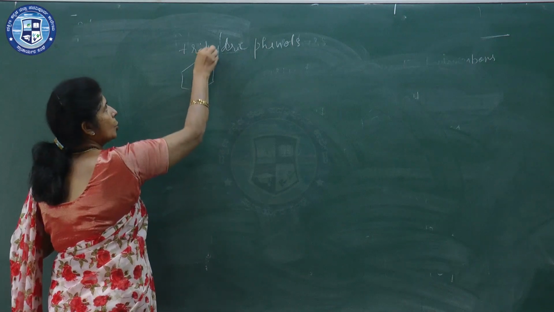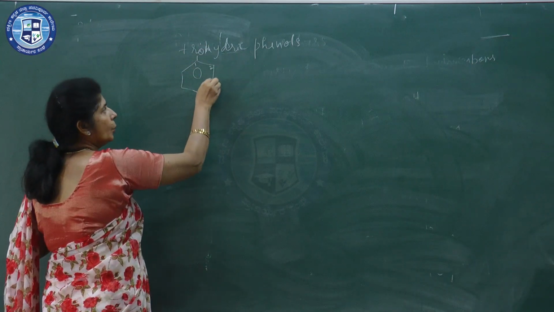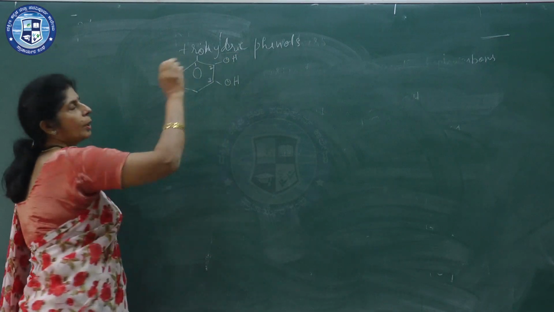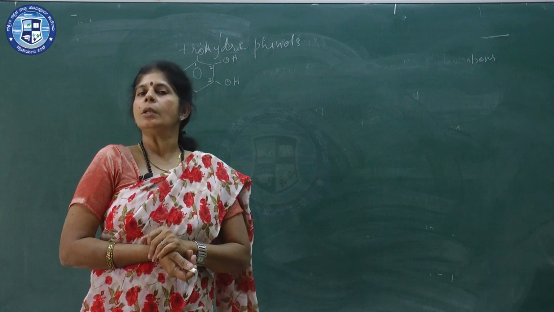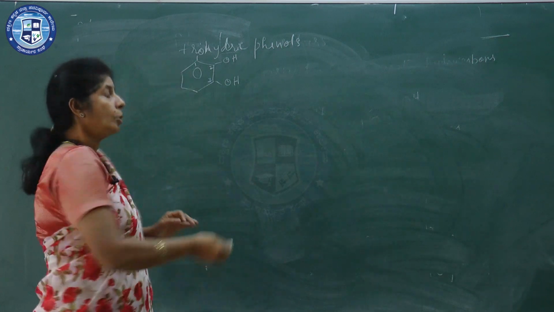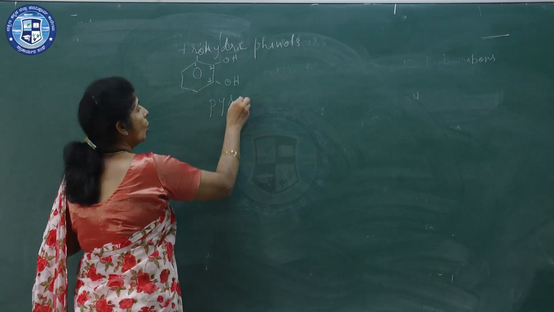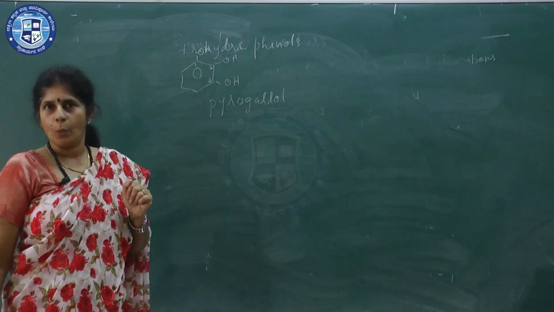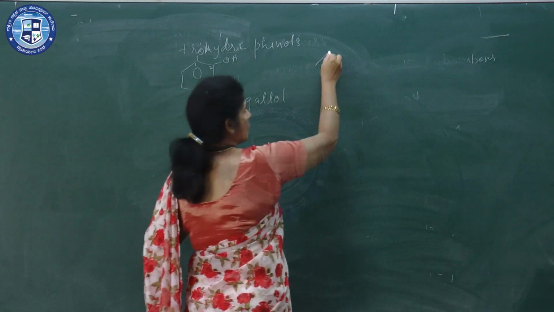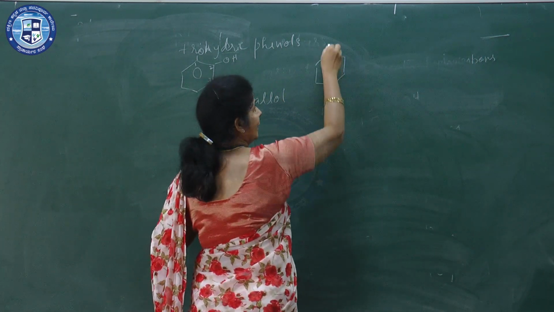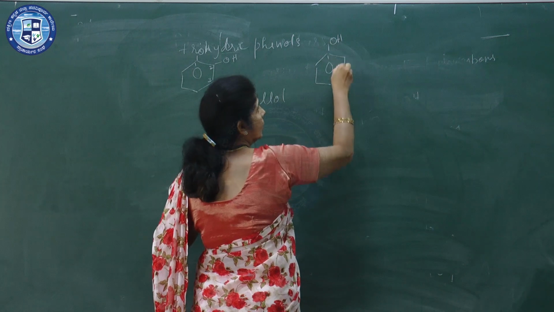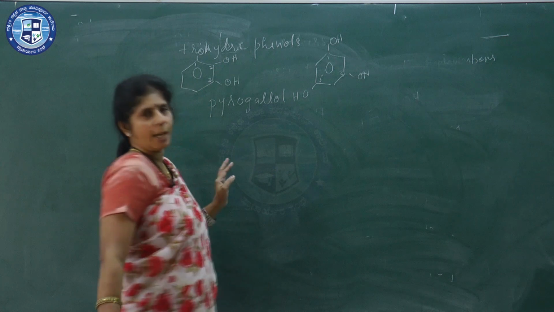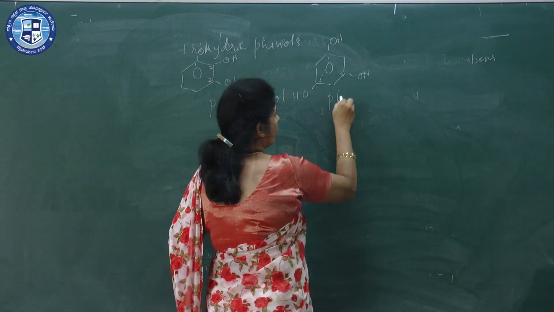One, OH groups are present on 1, 2, 3 positions, continuously consecutive positions. This is trivially known as pyrogallol. Whereas if the OH groups are present at alternate positions, 1st, 3rd and 5th position, this is known as phloroglucinol.